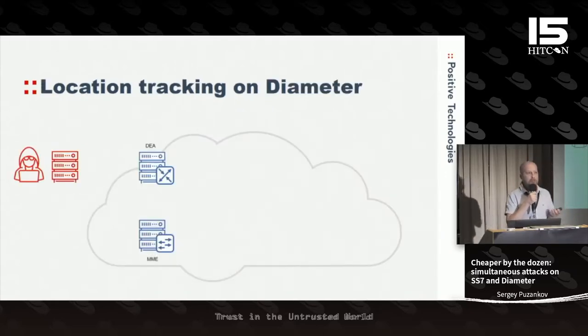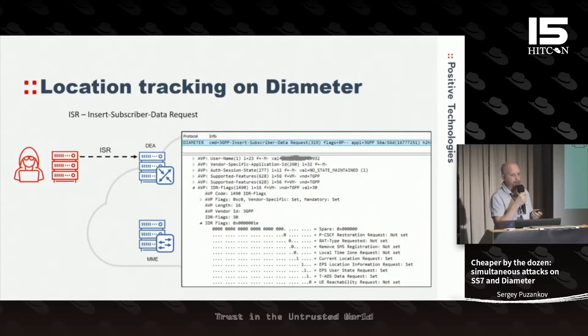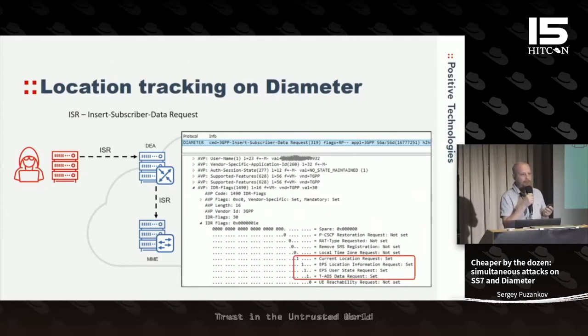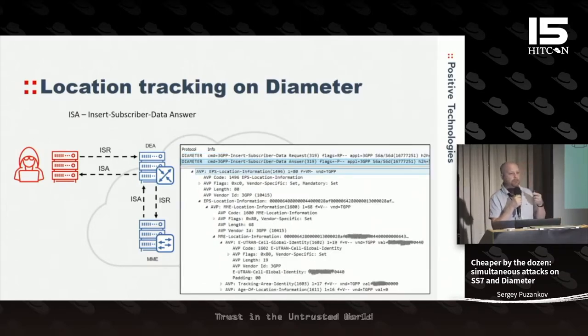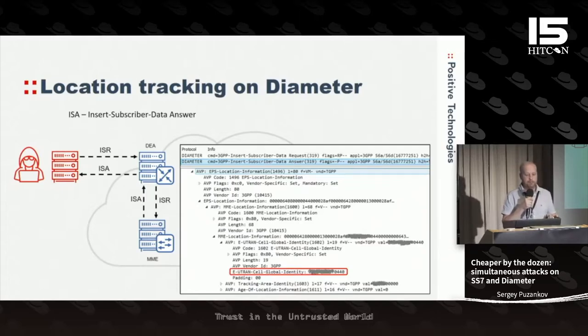So, our intruder appears on the Diameter network now. Intruder sends an insert subscriber data request to the network. This message comes to the DEA. DEA routes this message to the appropriate MME node. This message is supposed to perform some active actions on subscriber profiles, but it contains flags that direct it to just retrieve information. In this example, it should retrieve the particular identity of the serving cell, and the MME sends this identity in the response, and now the intruder knows the location in this parameter.